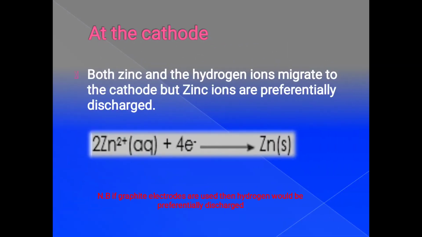Then from this, we need to look at what happens at the cathode. At the cathode, both the zinc and hydrogen ions migrate to the cathode, but zinc ions are preferentially discharged.